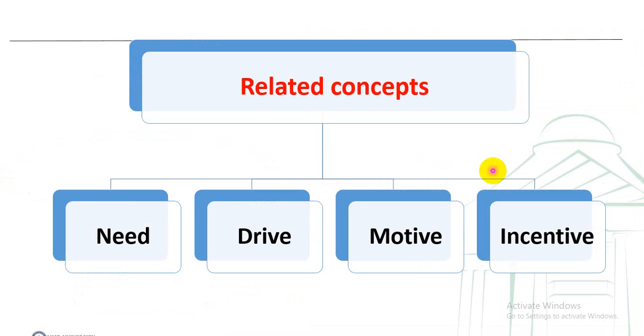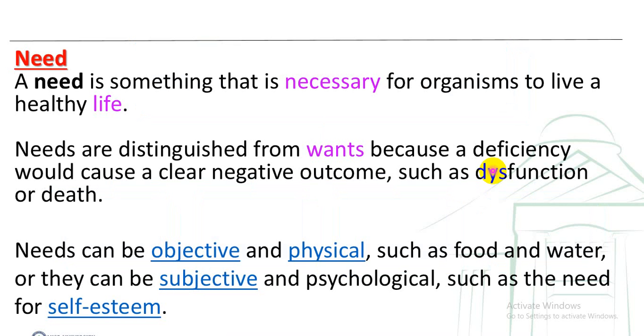Then we differentiated between four main concepts: need, drive, motive, and incentive. And we defined need as something necessary for organisms to live a healthy life. We differentiate it from wants because if you cannot meet your needs, that will produce dysfunction or may cause death. And we classified needs into objective and physical needs and psychological or subjective needs. Objective and physical, such as the need for water, food, warmth, sex, and so on. Subjective psychological, such as the need for affiliation, self-esteem, self-actualization, competence, and so on.